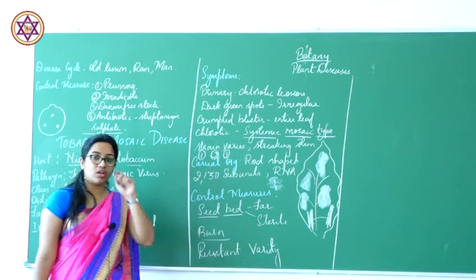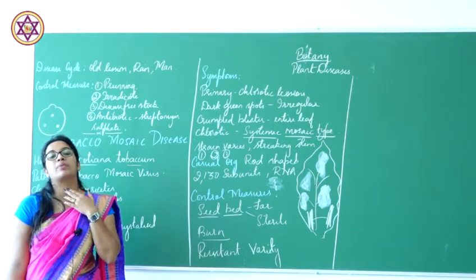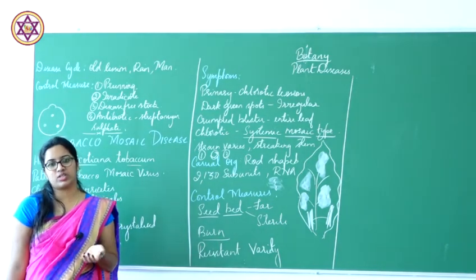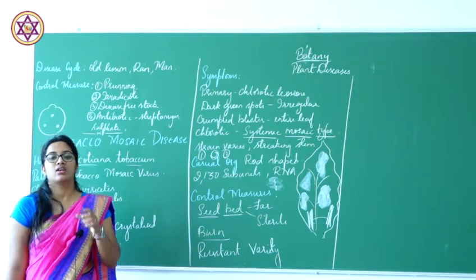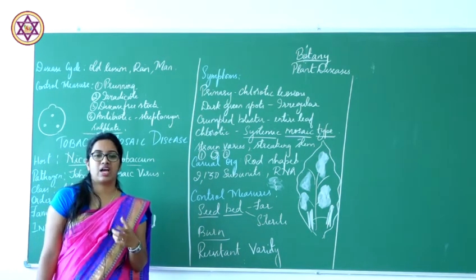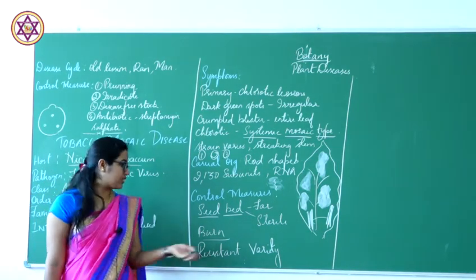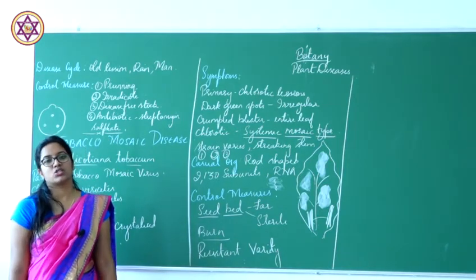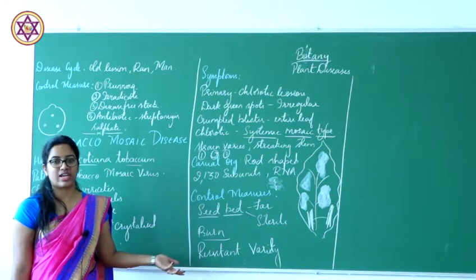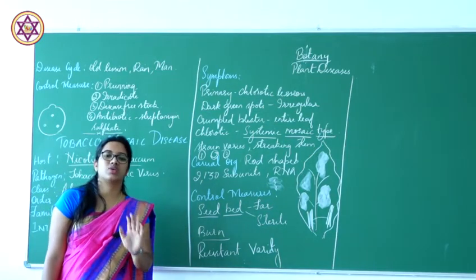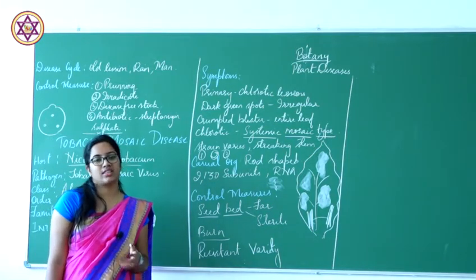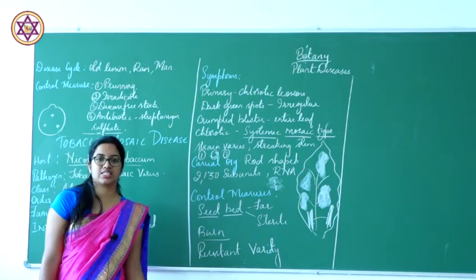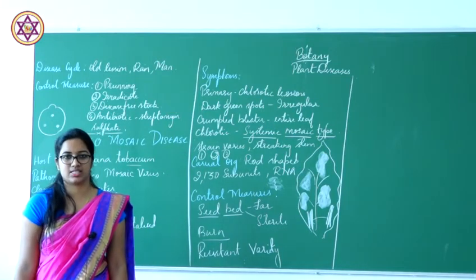Whenever you come across a tobacco plant which has been infested with TMV virus, they say to remove the plant and burn it completely. The last one is the resistant variety. When we get a plant variety which is resistant to TMV virus, then surely the plant can sustain against that particular disease.